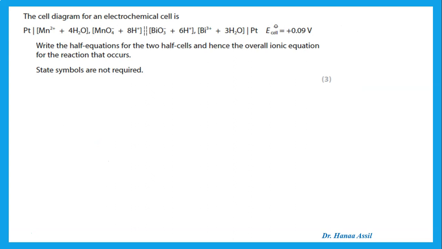We're given a cell diagram. Write the half equations for the two half cells, and hence the overall ionic equation for the reaction that occurs. So from what is written, I should be able to deduce. This is what I have in the data booklet.